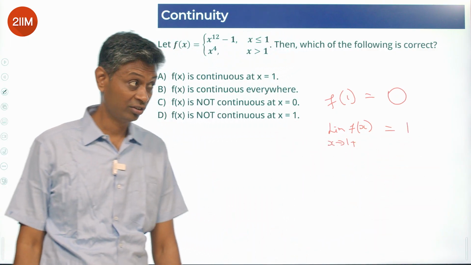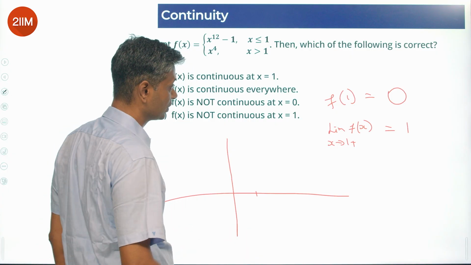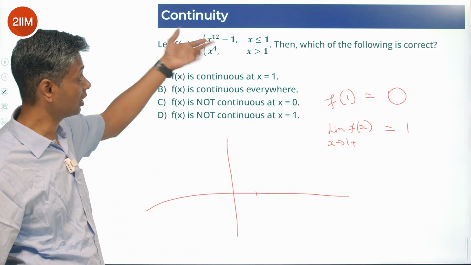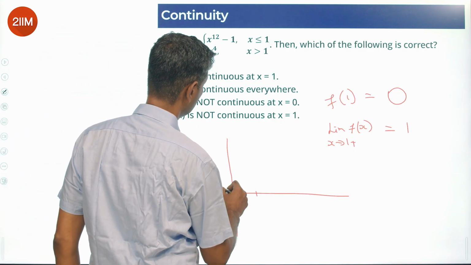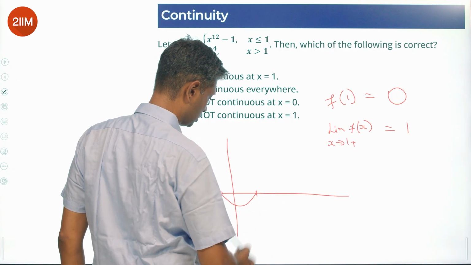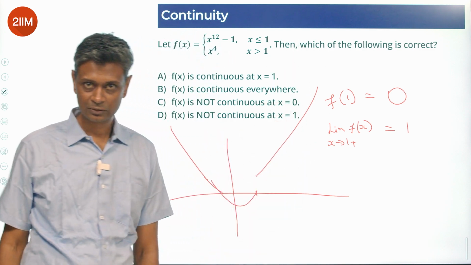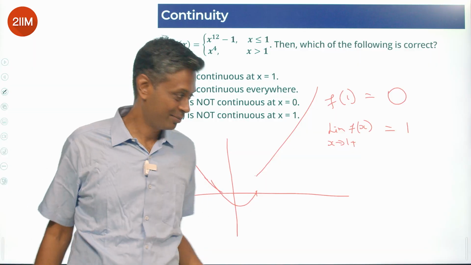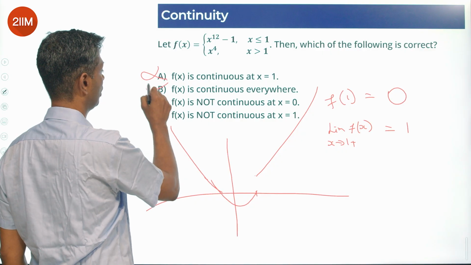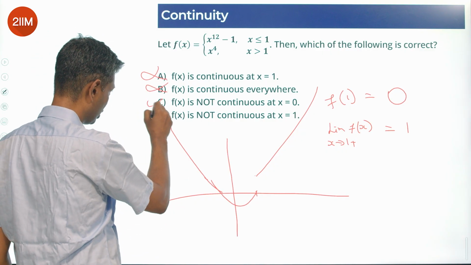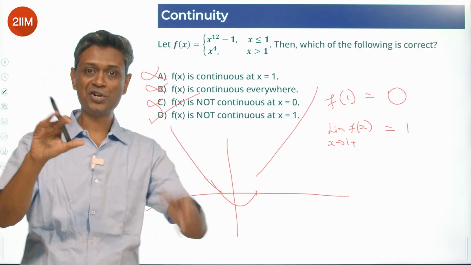If you draw the curve for this, at x equal to 1, f of 1 will be 0. This x to the power 12 minus 1 is some kind of curve which goes something like this, and x to the power 4 will be a curve starting from here and going like this. At f of 1, this curve is lost. Am I supposed to be here or here? So is it continuous at x equal to 1? No. Continuous everywhere? No. It is not continuous at x equal to 1. Nicely continuous this side, nicely continuous that side, just a jerky, jumpy thing at x equal to 1.